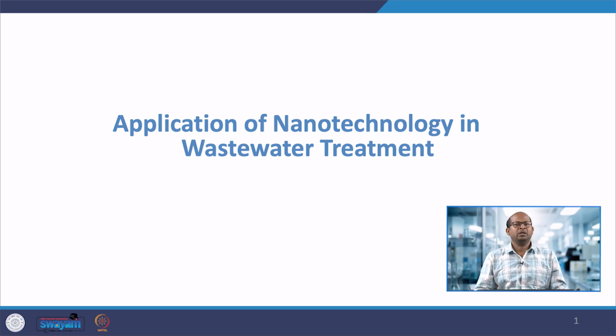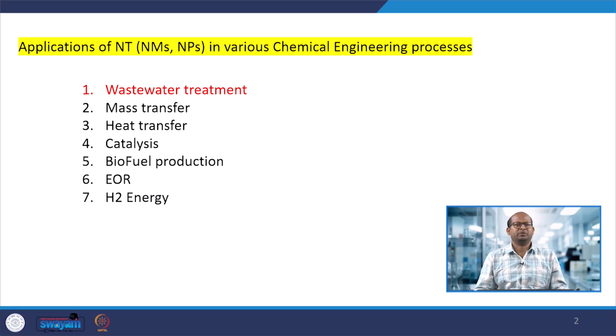So, already we have discussed the synthesis of various types of nanomaterials, how we can prepare them. Those nanomaterials may be metal based materials, metal oxide materials, carbon based nanomaterials. We have discussed the synthesis, and then we have discussed the characterization of the nanomaterials, how we can characterize. Now, we will discuss more details about the applications of the nanoparticles that we have prepared.